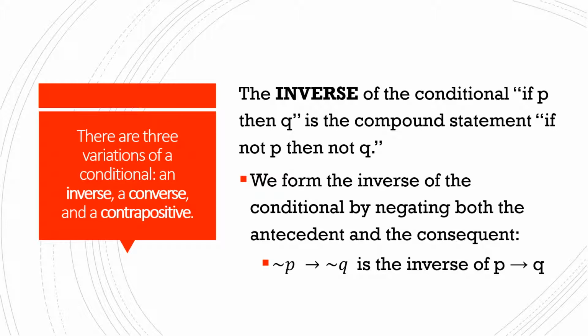I have a little table that summarizes all of this in a lot shorter words than we have here. So it says the inverse of the conditional, if P then Q, is the compound statement, if not P, then not Q. We form the inverse of the conditional by negating the antecedent and the consequent, so the beginning and the end. So if you have P implies Q, the inverse is not P implies not Q.